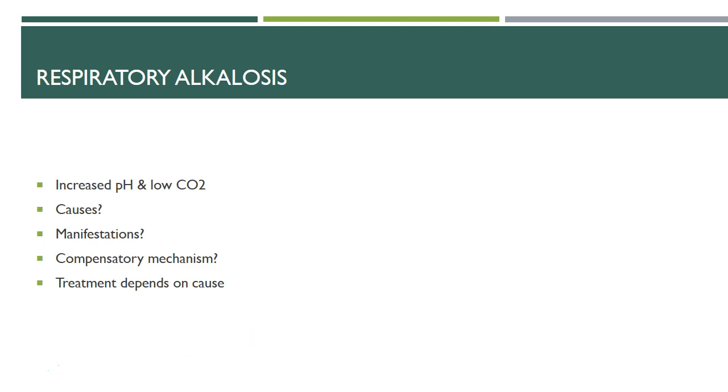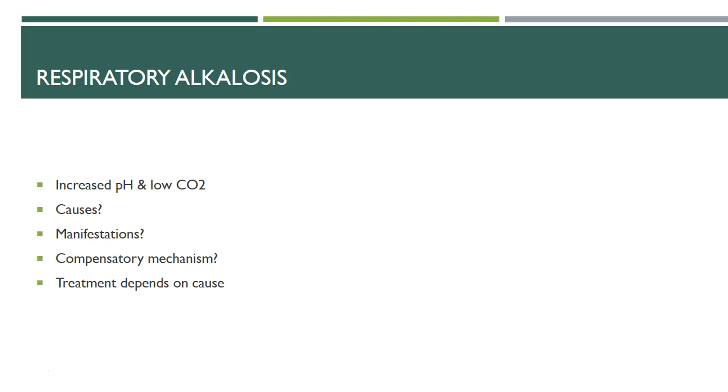Again, the causes are hyperventilation. So anything that can cause extreme anxiety. The early phase of salicylate toxicity, because the drug tells our brain to breathe faster. If a patient has a high fever, they can get alkalotic. And then poorly controlled ventilator settings. Manifestations, again, are variable.